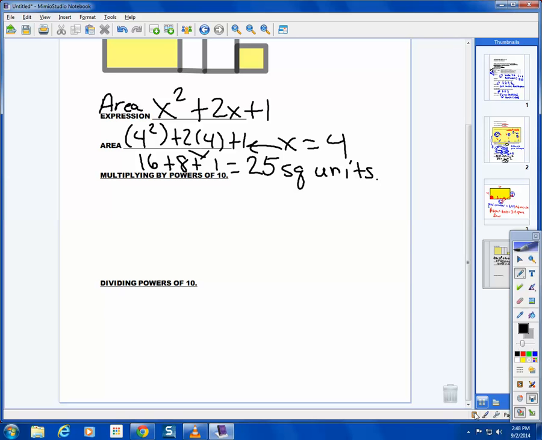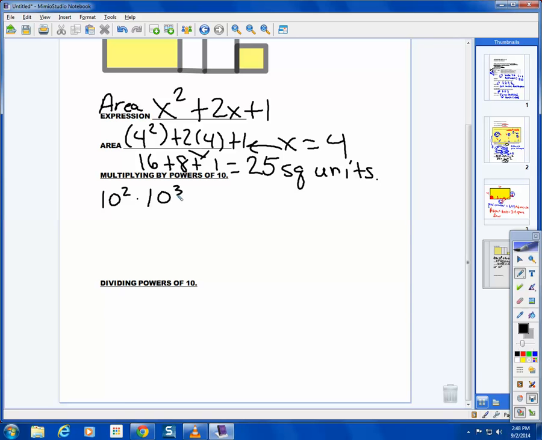I want to show you something real quickly. Multiplying powers of 10. We want to come up with a rule or a conjecture about multiplying by powers of 10. Real quickly, guys, 10 to the second times 10 to the third. Just write this down, okay? I want you to think about your exponents in this right now. What are the exponents in this product? 2 and 3, right?